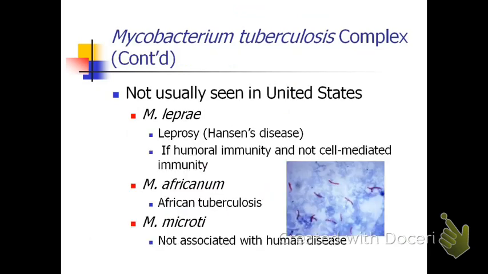There are some species that are not usually seen in the United States but could be common here in the Philippines. An example would be Mycobacterium leprae, also known as the Hansen's bacillus. Mycobacterium leprae obviously can cause leprosy. Then, in Africa, the most common species that would cause tuberculosis is known as the Mycobacterium africanum and Mycobacterium microti. However, Mycobacterium microti is not associated with human diseases.